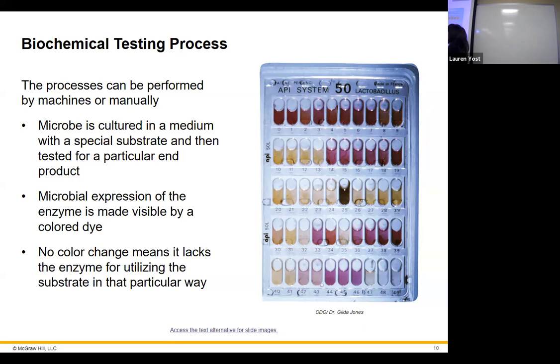Positives will give you 1 point, negatives will give you 0 points. So each row might add up. This one might have 5 positives, so 5 points here, 2 points here, and so on and so forth. So 5, 2, 1, 1, 3. You go into the computer system for API for this exact card that we're using, Lactobacillus 50, and type in those numbers, and it'll tell you what organism it thinks it is. So Lactobacillus, maybe San Francisco or something like that. Those cards can actually help you diagnose in one go all of those individual tests that we'll be doing for the rest of this semester.